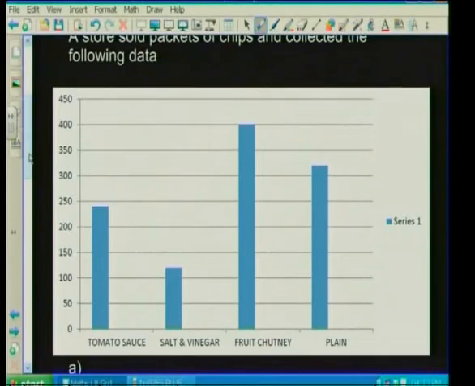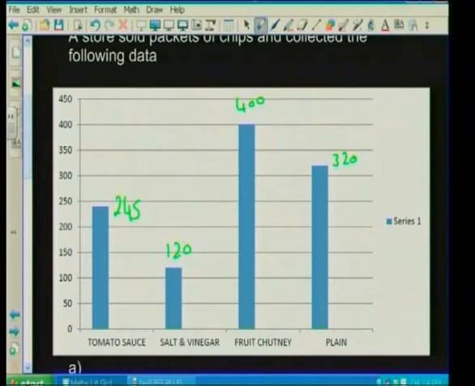Tomato sauce, they realize that they've sold just lower than 250, maybe 245. Let's pretend that's 245 packets of chips. The salt and vinegar, they've sold round about 120 odd. Fruit and chutney, 400. How many plain chips are sold? Can you decide that? It's not quite halfway, because halfway would be 25. So I'm going to say around about 320 packets of plain chips.